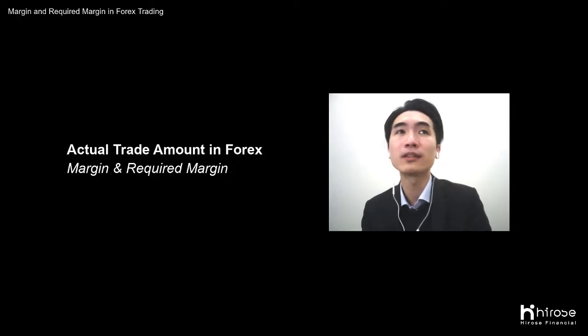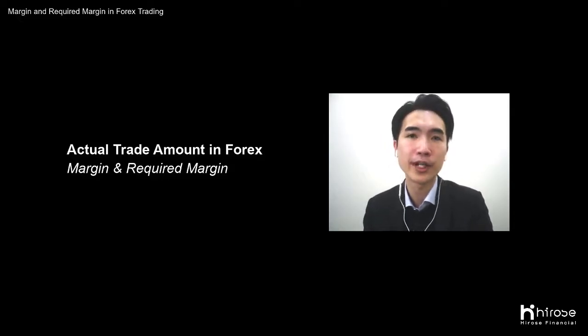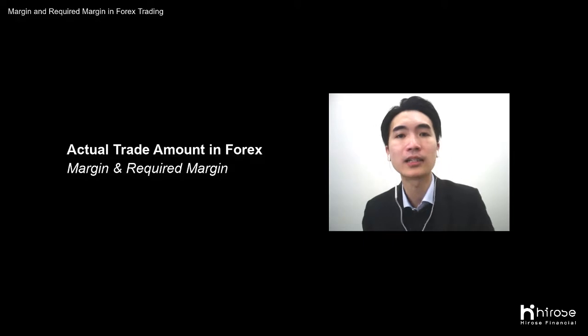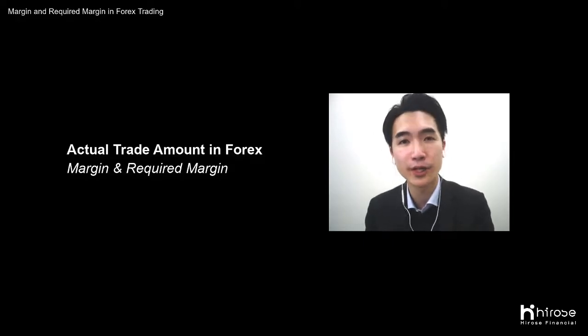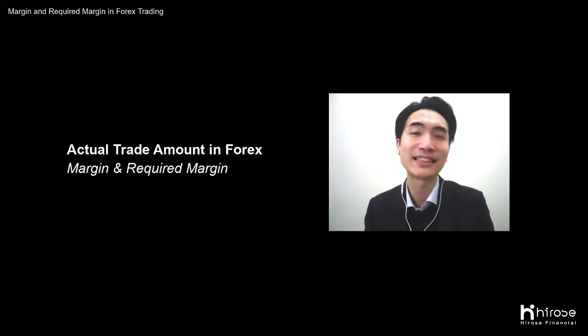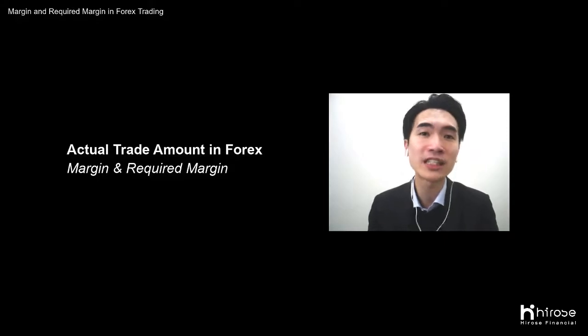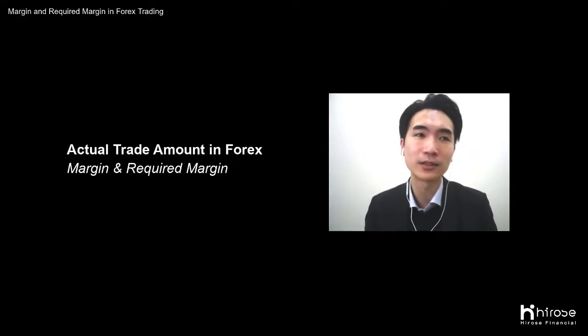The $1,000 is the actual trade amount in the Forex market. To understand this actual trade amount, we need to understand two things, which are the margin and required margin. First, let's start with margin, and take a look at what margin actually is.